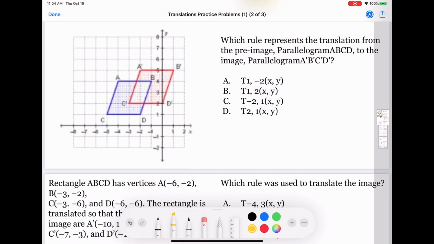Let us look at this next problem. This problem gives us a diagram and asks us to determine which rule represents the translation from the pre-image, parallelogram ABCD, to the image parallelogram A', B', C', and D'. Well, the first thing we would do is identify that pre-image and the image. We know that this blue parallelogram is our pre-image and this red one is our image because only the images contain those prime notations.